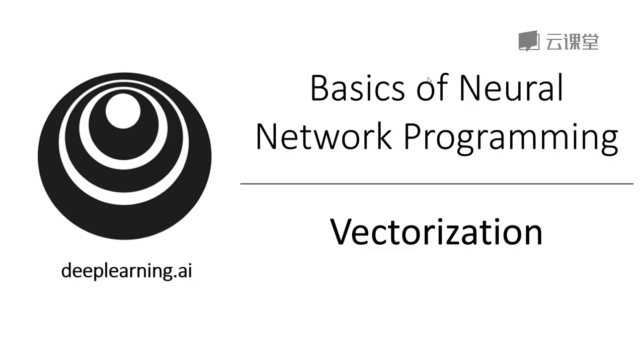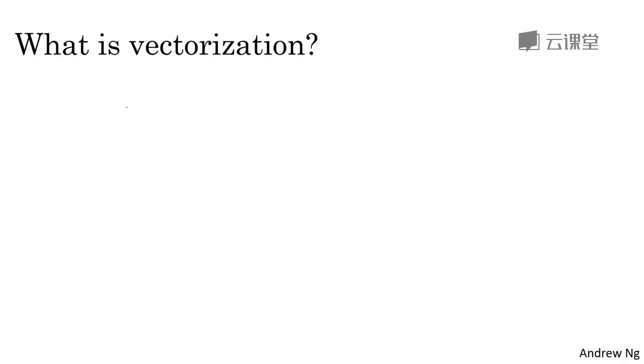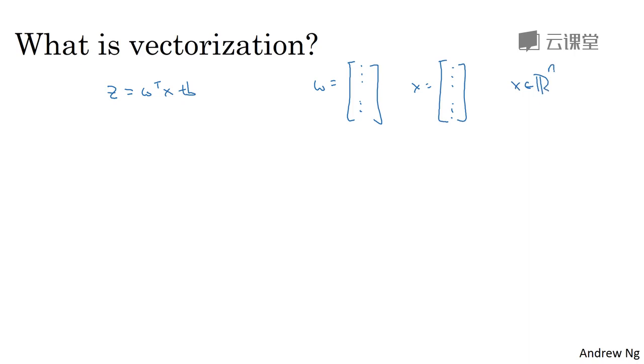Let's start with an example. So what is vectorization? In logistic regression, you needed to compute z equals w transpose x plus b, where w was this column vector, and x is also this vector. And maybe they're very large vectors if you have a lot of features. So w and x were both these R^nx dimensional vectors.